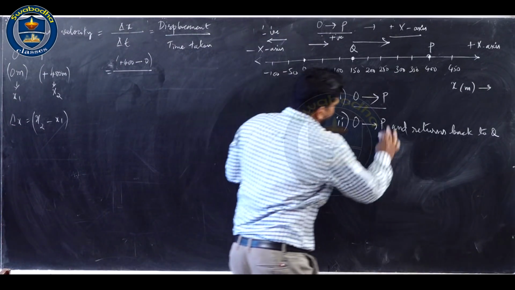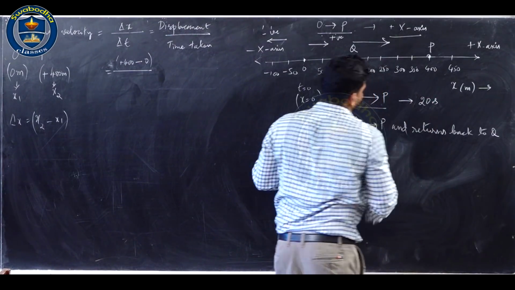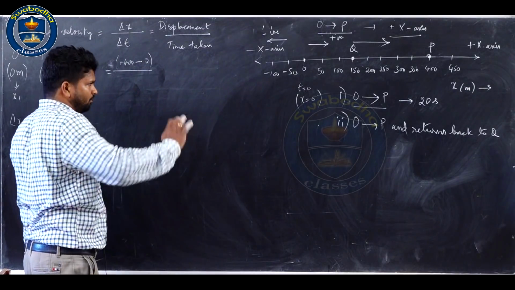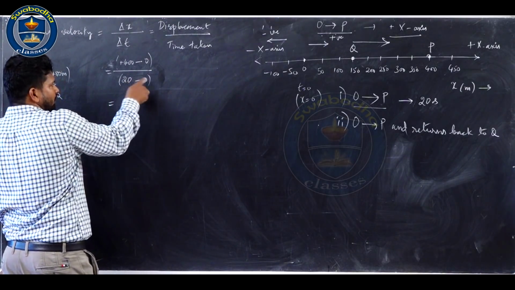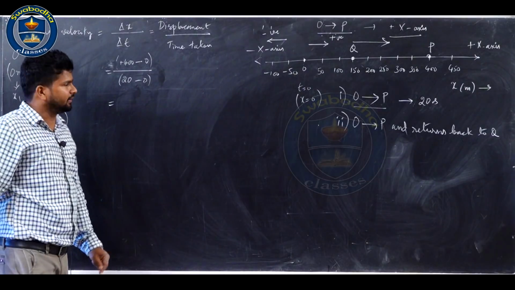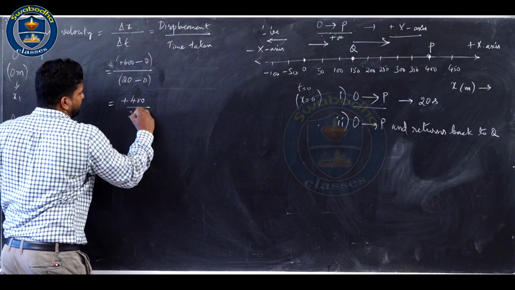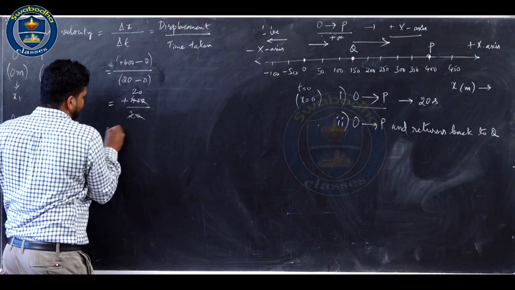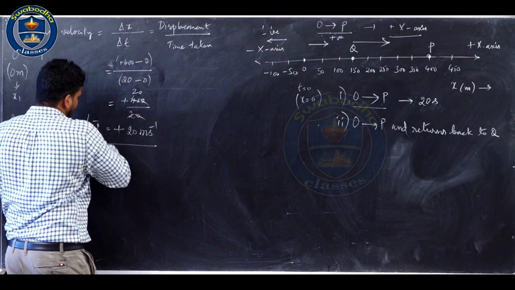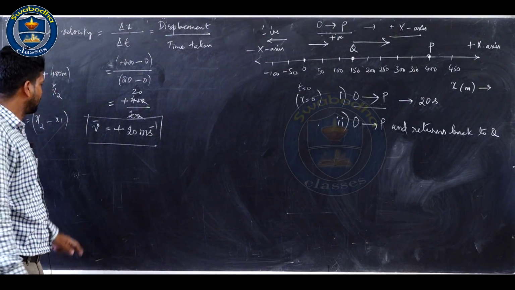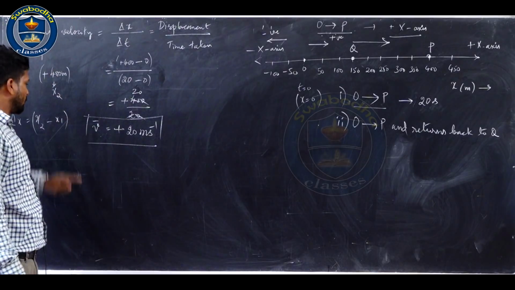So car takes 20 seconds for the motion from O to P. So that is 20 minus 0, because initially 0. After 20 seconds, the car will be at P. Therefore, plus 400 divided by 20, that is plus 20 meter per second. What is this? This is average velocity of the car or of any body when it moves from O to P.